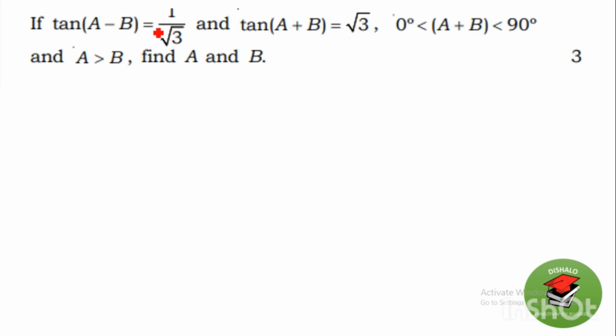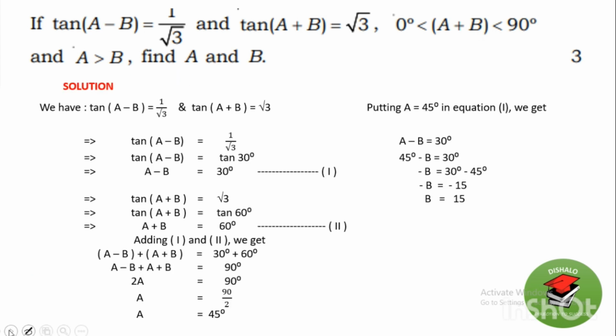So if tan of A minus B is 1 by root 3 and tan of A plus B is root 3, with 0 degree less than A plus B less than 90 degree and A greater than B, find A and B. So let us see the solution.